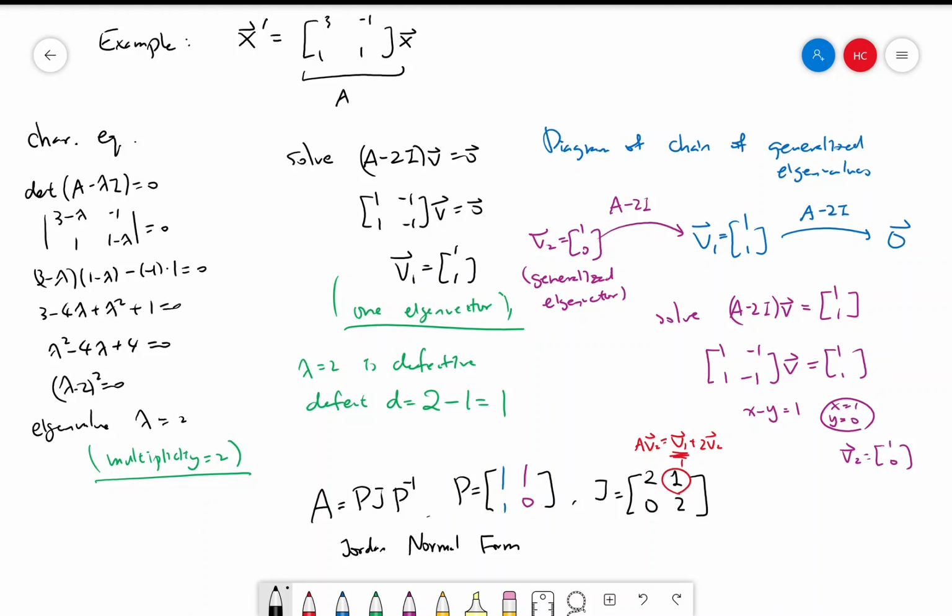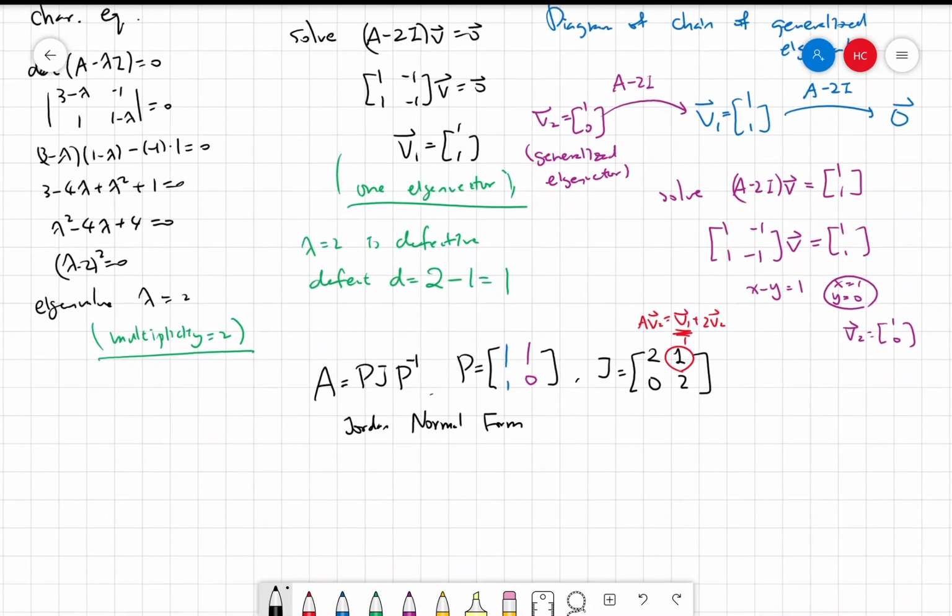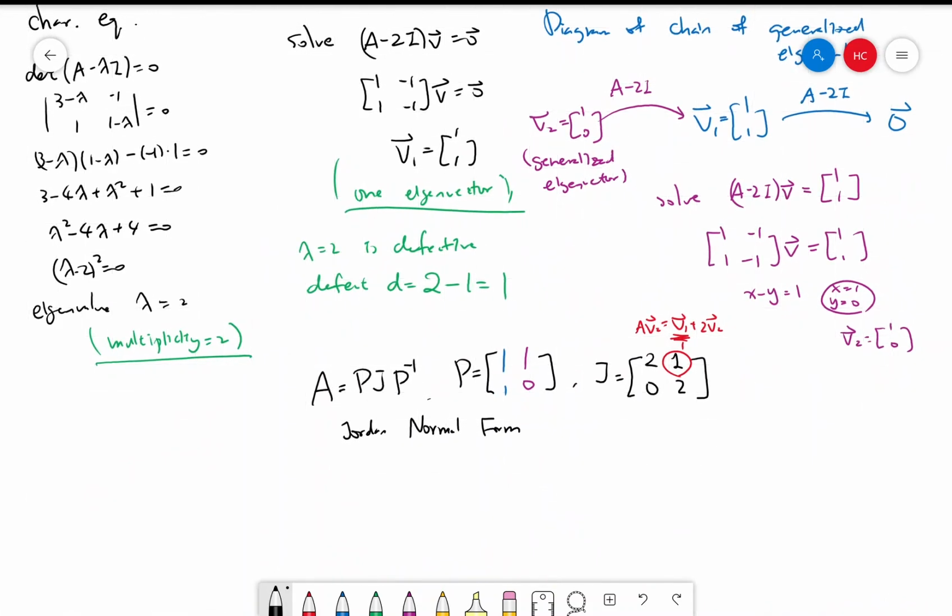Okay. According to the previous video, we know that the solution is x equals c1 times e to the lambda t, which is e to the 2t, times v1, plus c2 times e to the 2t, in parentheses, v2 plus t v1. So this is the general solution.